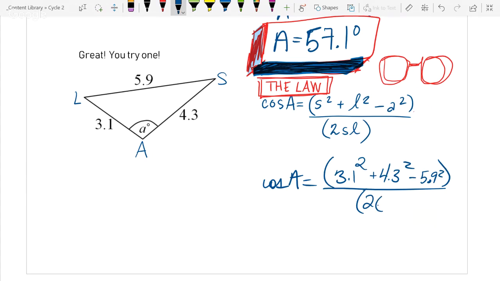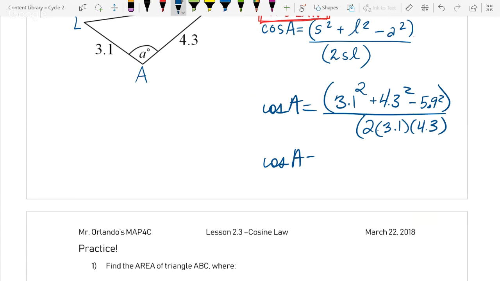3.1 times 4.3. All right. And when I do that, I get a cosine of A. That is what? Oh, my goodness. I was worried. Oh, very in just a minute. What do we get when we do this? I predict it's going to be 0 point something. Bold prediction. No clue. Ah, you skipped a step, and I'm proud.